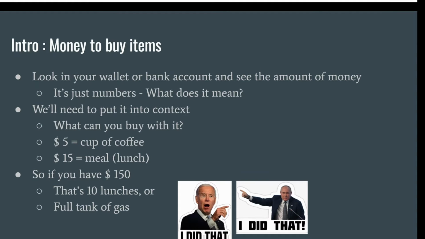So check your wallet and your bank account to see how much money you have. It's just numbers, but what does it mean? We need to put it into context, like what can you buy with it? With $5, you can buy a cup of coffee. With $15, you can buy lunch. So if you have $150, you can buy 10 lunches or maybe even a full tank of gas.